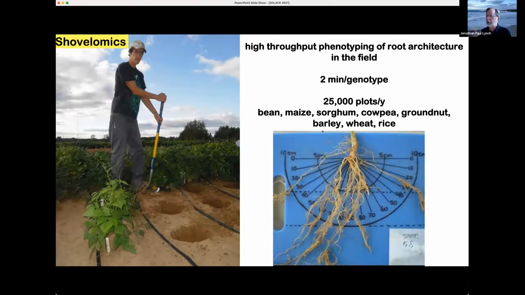A lot of important phenotypes can be observed at this scale. This normally takes us about 2 minutes per plot with unskilled labor. We normally do about 25,000 plots per year with a variety of species, as you can see here.